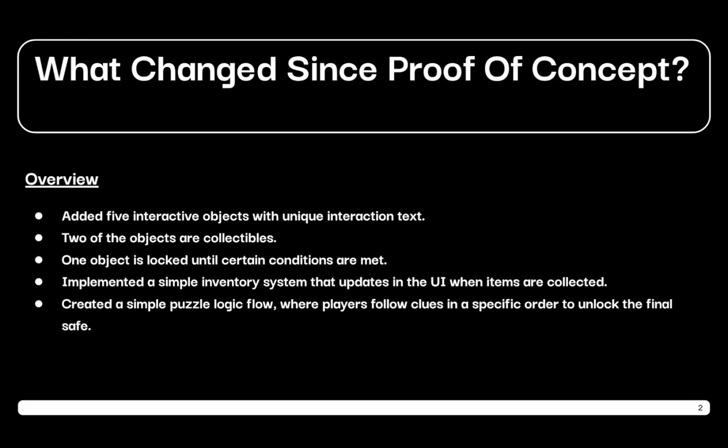Since then, I've added 5 interactable objects, each with its own interactable text. 2 are collectible objects, 1 is a locked object until certain conditions are met. I've also put in a simple inventory system that updates on the screen when items are collected. And I created a simple puzzle logic flow where players follow clues in a specific order to unlock the final safe.